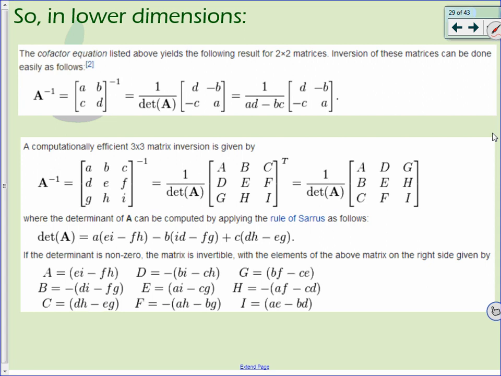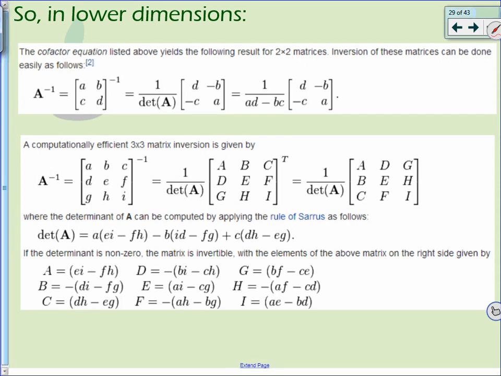Now this is what it looks like in 3 dimensions. The inverse of matrix A, which is defined by the letters A through I in terms of its elements, is 1 over the determinant of A times the transpose of the cofactors. And this is how you find all the cofactors. So, to find A's cofactors, do you see how A is capital A? Capital A represents the cofactor of A. So what that is, is the determinant. If you go to A and you cross out the row and the column, you generate the mini matrix. And the determinant of that mini matrix is capital A.